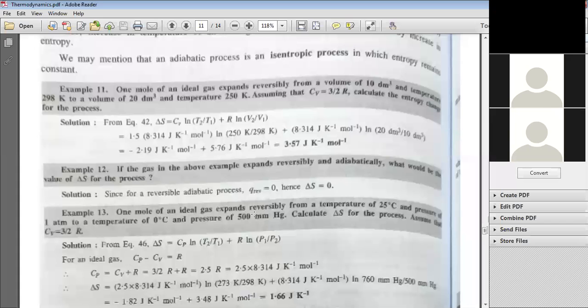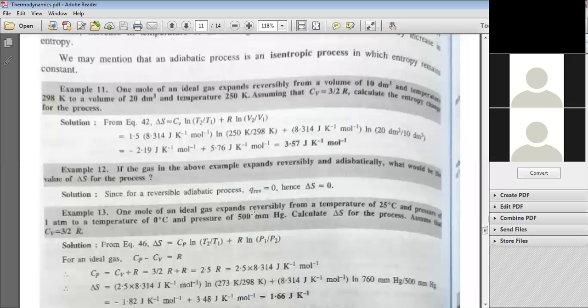Because, sir, delta S equals Q reversible divided by T, so Q reversible is 0, then delta S will also be 0. Yes, thank you. Because in the mathematical expression of delta S itself, it is Q reversible divided by T. If Q reversible is 0, then everything will be 0. No entropy change takes place. For an adiabatic process, Q reversible is 0.